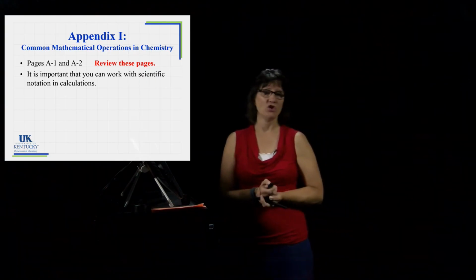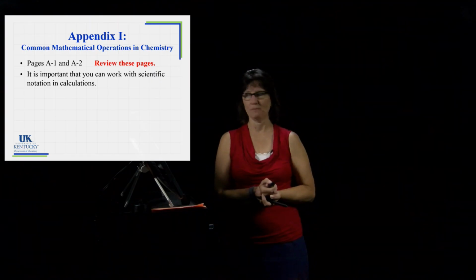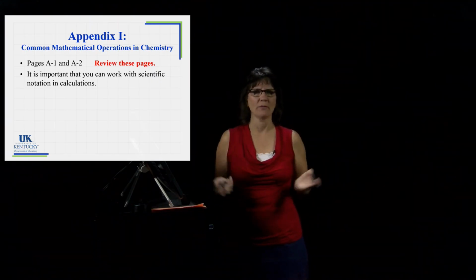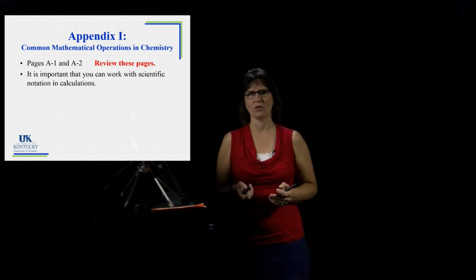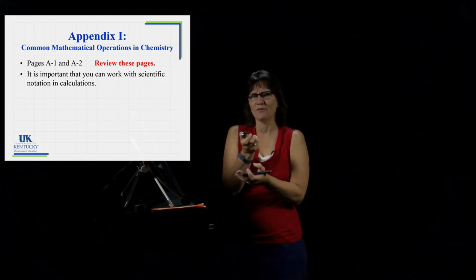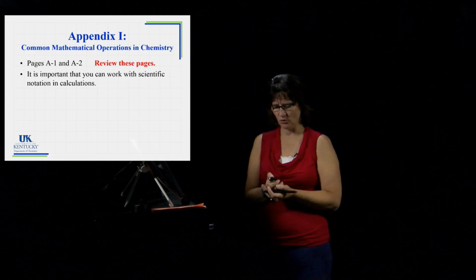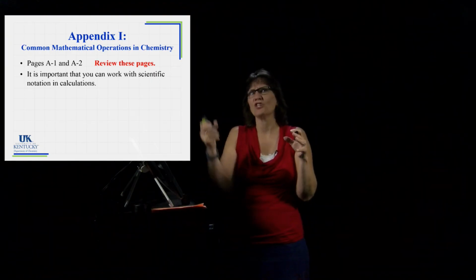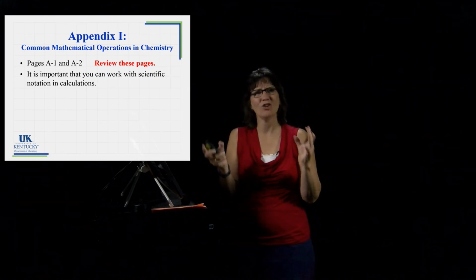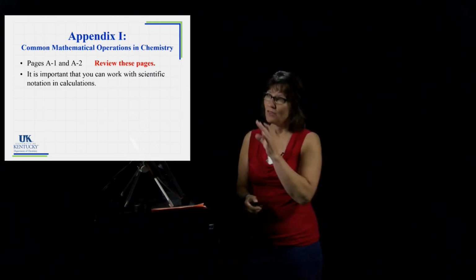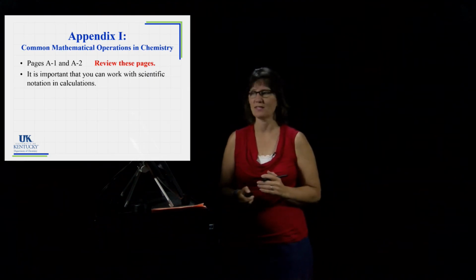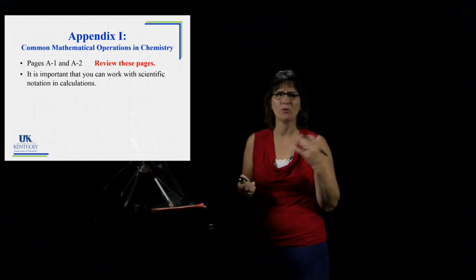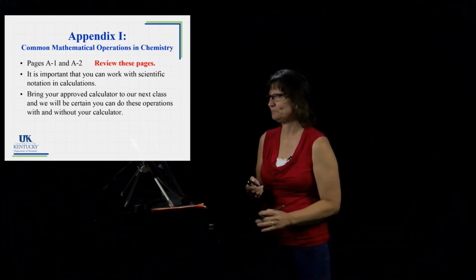It's important that you can work with scientific notation when you're doing calculations. You'll need to take 2 numbers, both in scientific notation, and multiply them together, or divide by the other number in scientific notation. You need to know how to do that. Or take a number in scientific notation and square it or cube it, and you need to know how to handle those. This appendix will review those concepts for you. Things you should have learned somewhere in your past.